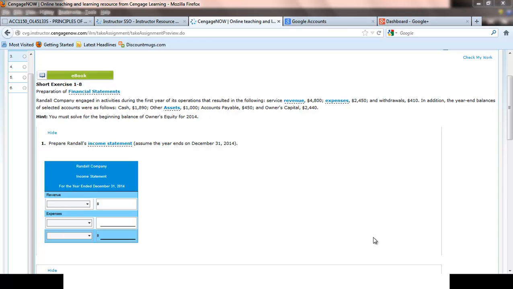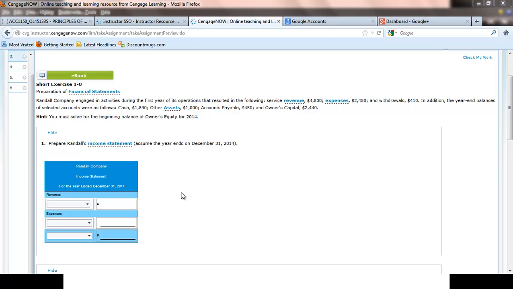The order of the preparation of the three financial statements is important. We have to prepare the income statement first because we need to calculate the net income that is necessary in order to prepare the second financial statement, which is the statement of owner's equity. So we can't prepare the statement of owner's equity without first solving for net income, which is done on the income statement. After the preparation of the statement of owner's equity, we can then prepare the balance sheet, because on the balance sheet we need to use the ending owner's equity that we get from the preparation of the statement of owner's equity. So therefore it is important that all three statements are prepared in a certain order.